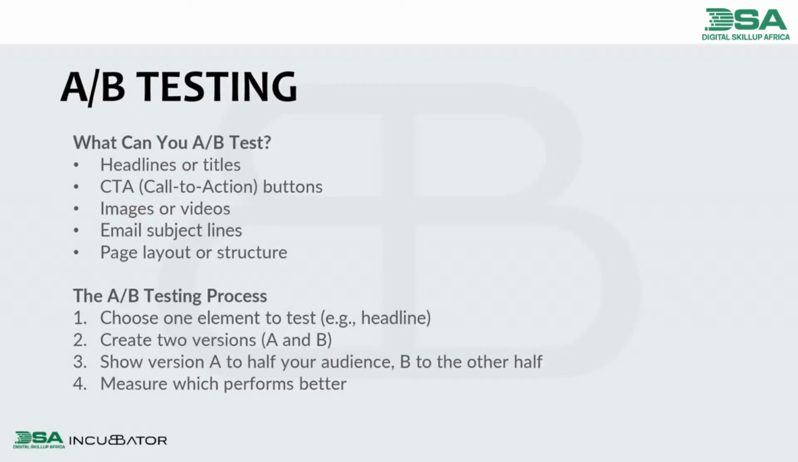So the first thing is, choose the element you want to test. I said it. Create two versions. This is the first version of this headline. This is another version of this headline. Show version A to half your audience and B to the other half. Now, the next is to measure which performs better. This is why you should test. Measure which performs better. I already explained it.